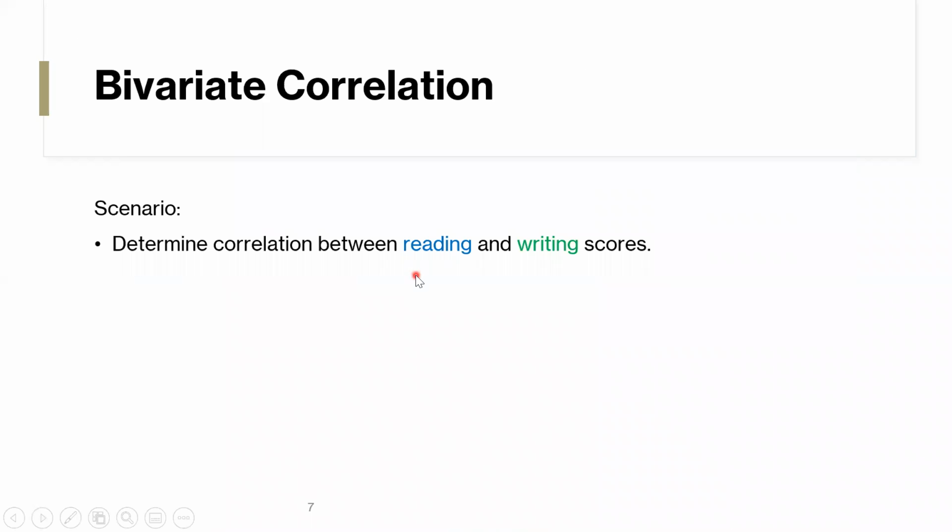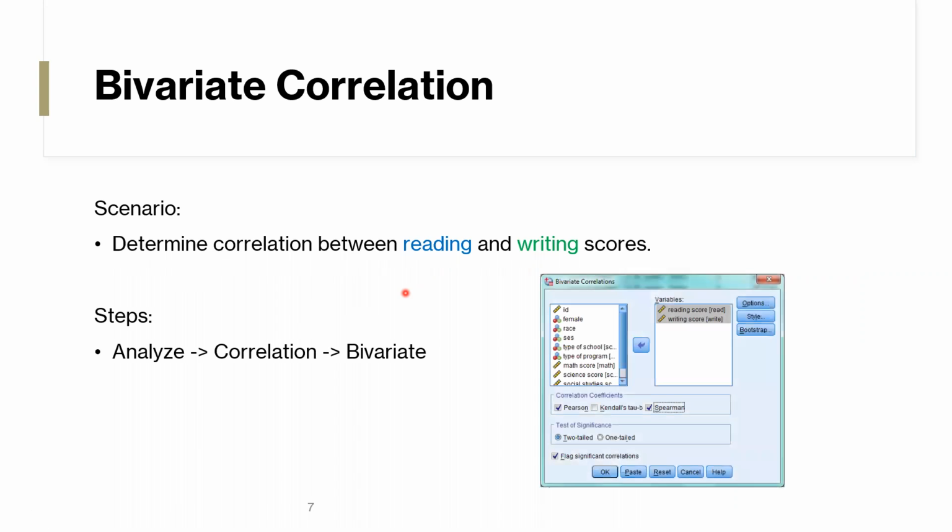The next stage is normality, but we are skipping that stage for this lecture because normality was already discussed in our previous videos. So we want to determine the value of the correlation between the reading and writing score, for which we will again use SPSS. The steps in SPSS are to go to Analyze, then Correlate, and then Bivariate. In the Bivariate box, we specify both reading and writing score in the variable box.